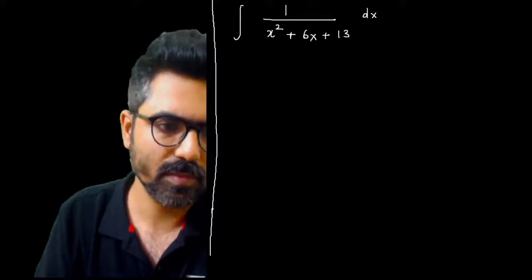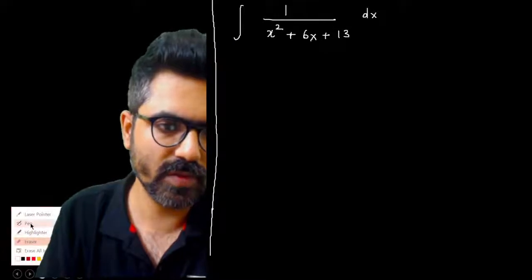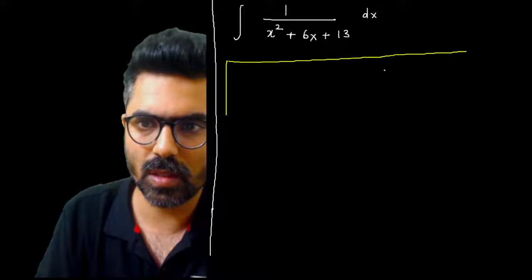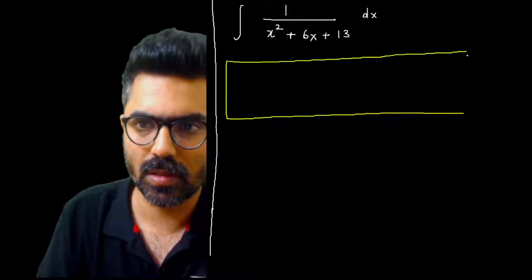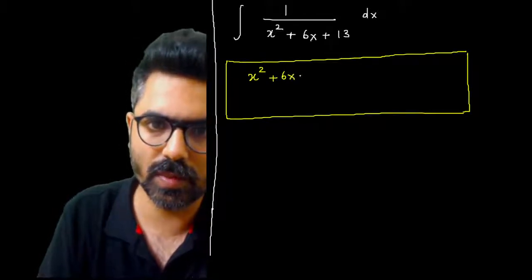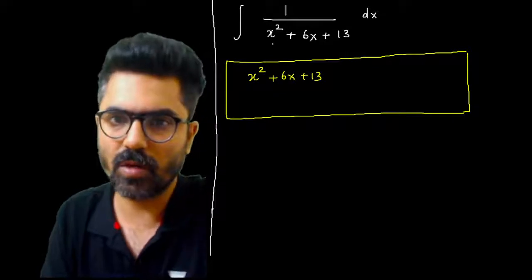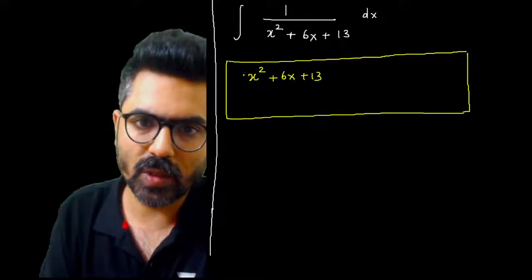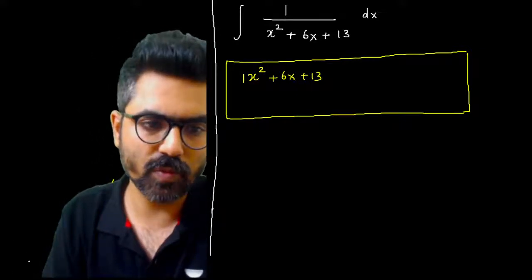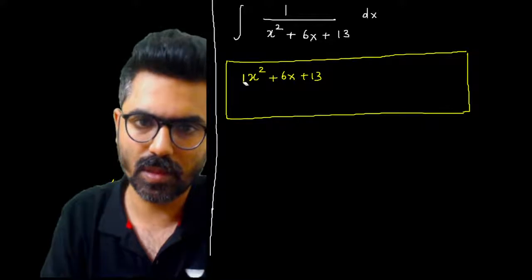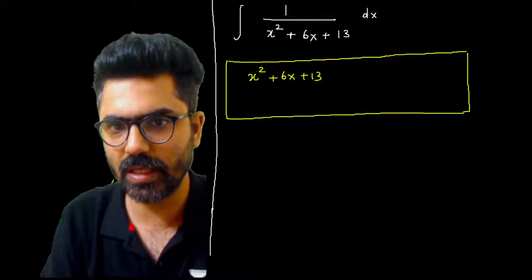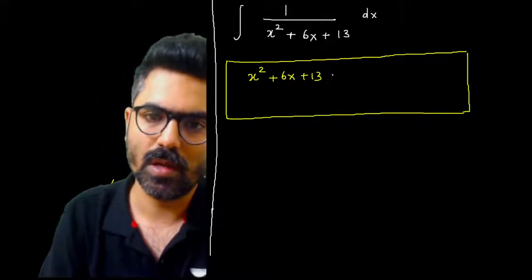Now to solve this, you need to first make it into a perfect square. So I'll explain how to change a quadratic into a perfect square. x square plus 6x plus 13. You need to make sure that the coefficient of x square should be 1. So in this case it is 1. If it is not 1, then you have to take that term common and then make it 1.